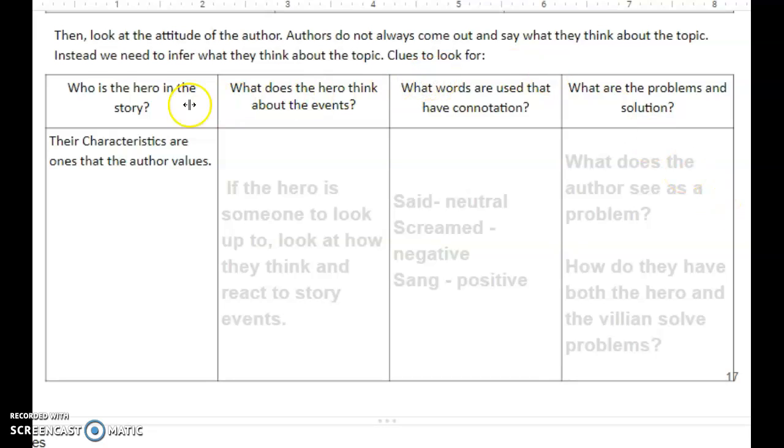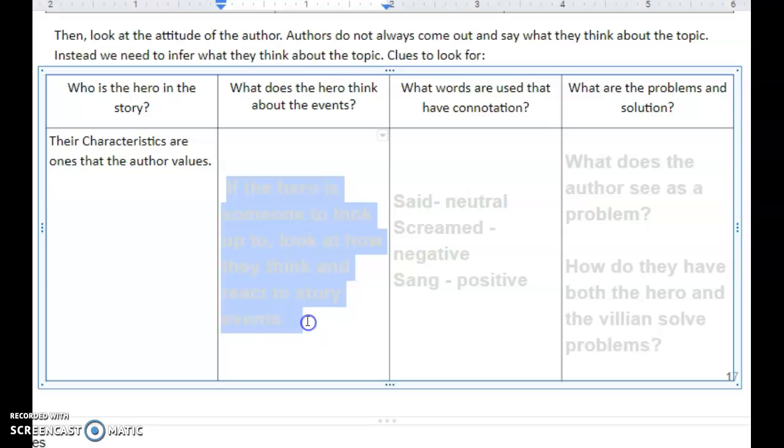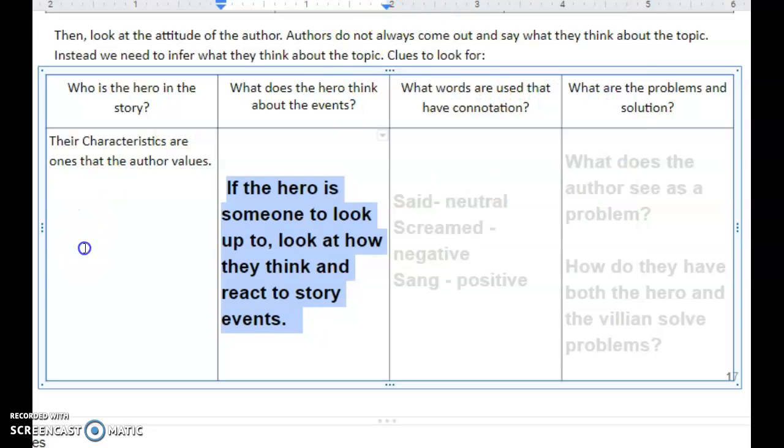So something that we could look for is who's the hero in the story. Whatever the hero's characteristics are ones that the author values. What does the hero think about the events? If the hero is someone to look up to, look at how they think and react to story events. If they think something's a big deal, then that's a big deal to the author. If they let something slide by, then maybe the author's point of view is that it doesn't need to be dealt with or can be dealt with calmly.